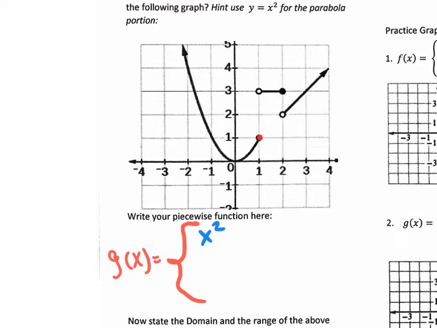So how could we describe this domain, from here that way forever, in terms of x? Less than or equal to? Perfect, perfect. So what we're going to do is say x squared if x is less than or equal to 1. Perfect.